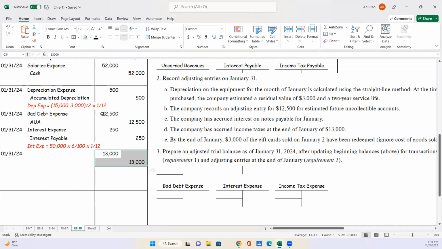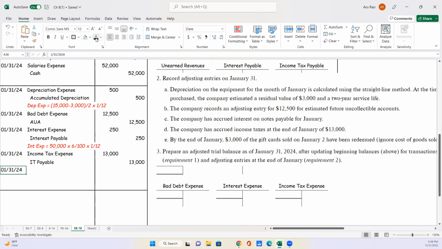Just like we did for the bad debt expense, for the numbers we just plugged in, this 13,000 I just plug in. It's income tax expense debit, income tax payable credit, 13,000. Finally, I'm told that by the end of January, $3,000 of the gift cards sold on January 2nd have been redeemed. They've asked us to ignore the cost of goods sold calculation.